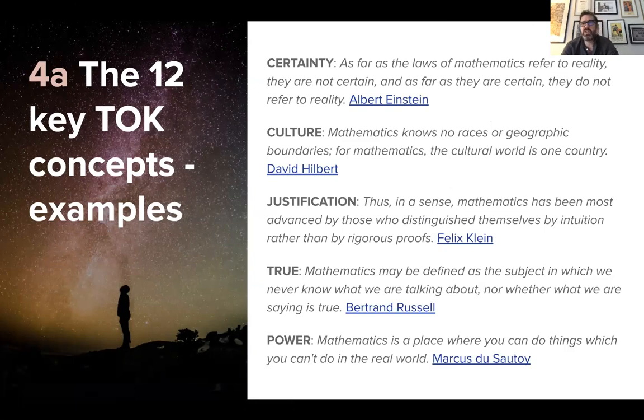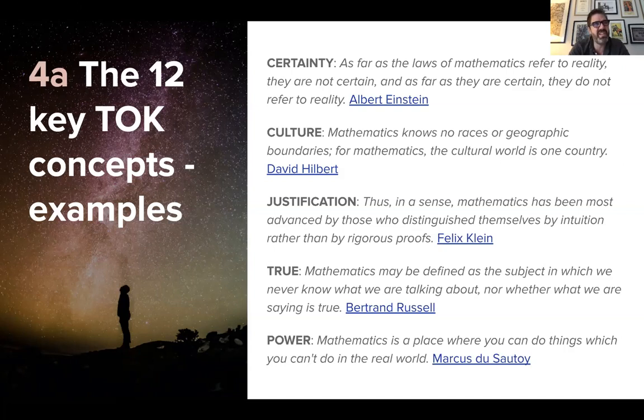So certainty is a really interesting thing to look at in mathematics. Are we looking at something that we can be absolutely certain about? Albert Einstein had a nice thing to say there: as far as the laws of mathematics refer to reality, they are not certain, and as far as they are certain, they do not refer to reality. So this is a nice way of considering the nature of mathematical knowledge.